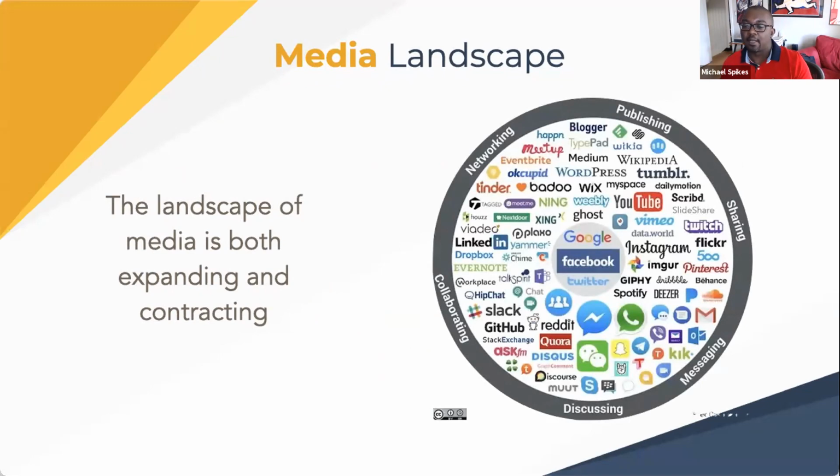In terms of collaborating, we might use something like Google Docs to work on a document together. We might share pictures on an outlet like Instagram. And as you see there in the middle, Google, Facebook, and Twitter somewhat overlap. They meet lots of these different communication needs.